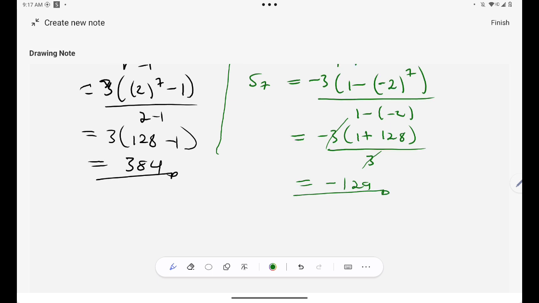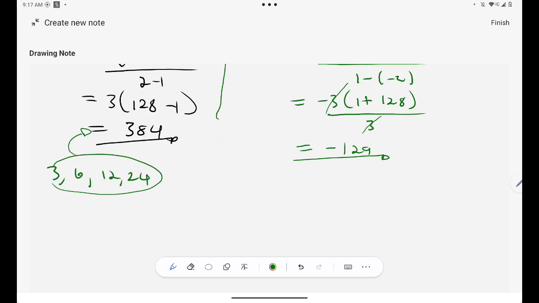So when my sequence is 3, 6, 12, and 24, the sum of the first 7 terms becomes this guy. But whenever my sequence is negative 3, 6, negative 12, and 24, the sum of the first 7 terms becomes this one.